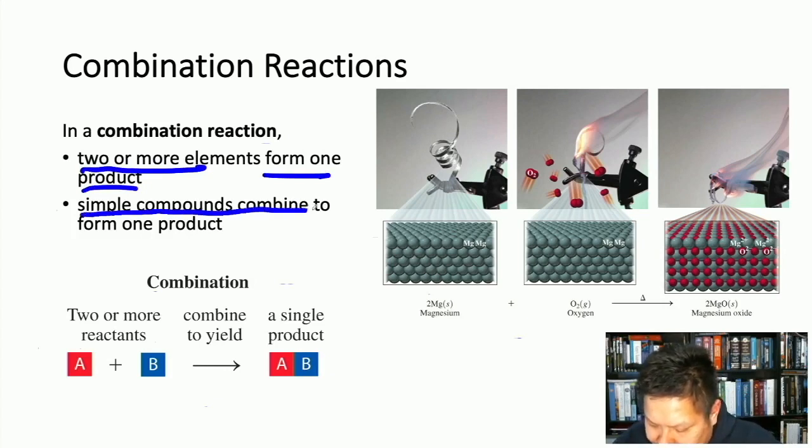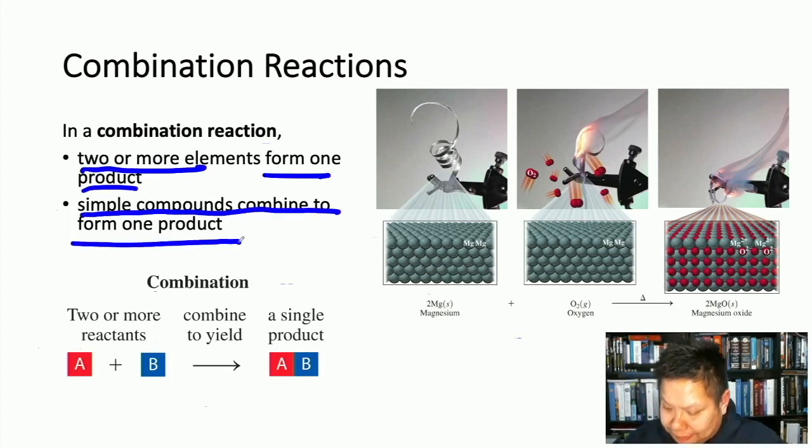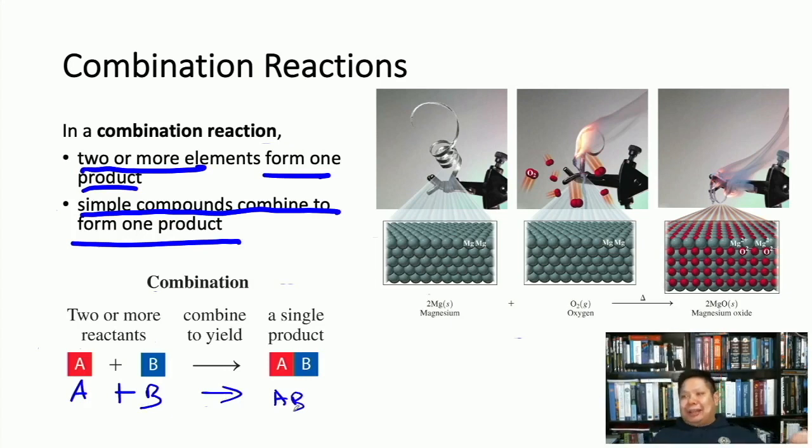Simple compounds combine to form one compound, right? So that's A plus B makes AB. What does that mean then? That means that in a combination reaction, the components will add together to become the new product. And we have an example here.